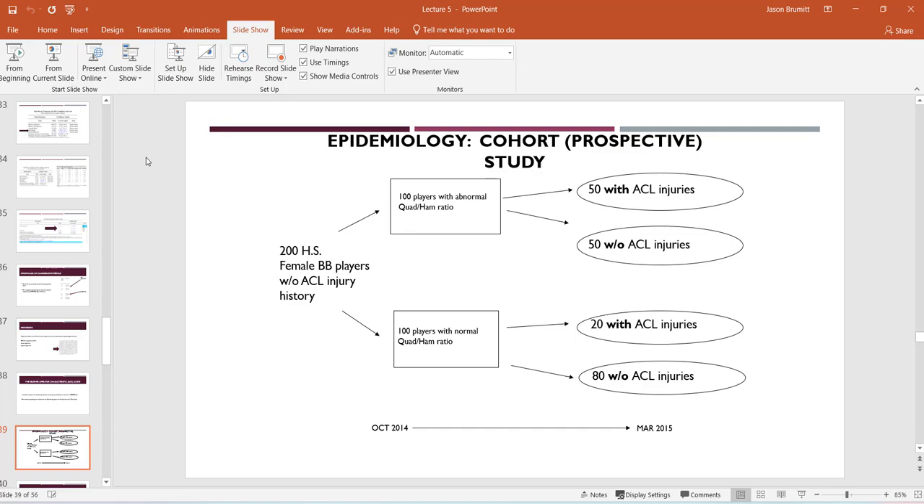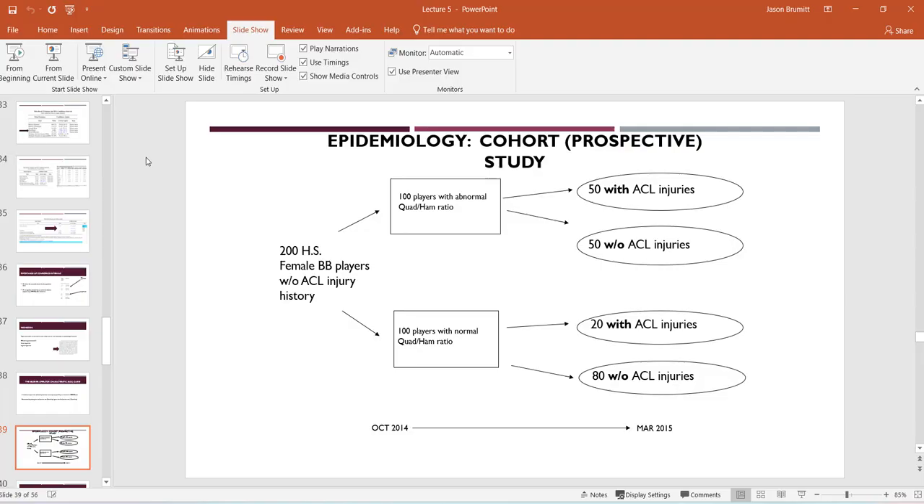Now, in this study example that I've given in the past here, we have this made up quadricep to hamstring ratio. So that's what we are using this ratio to categorize people into one of two groups. Well, how did we come up with whatever that ratio is?